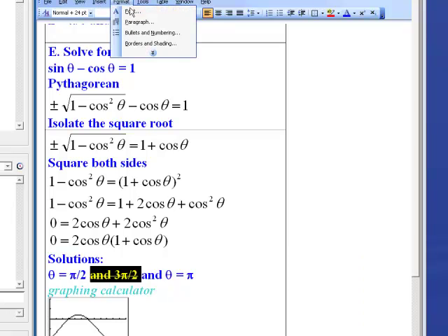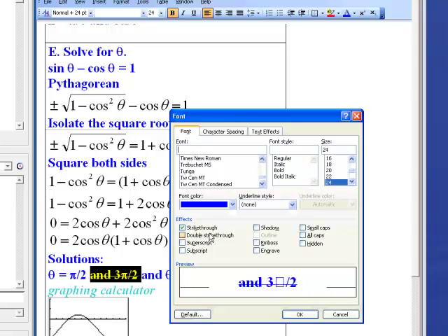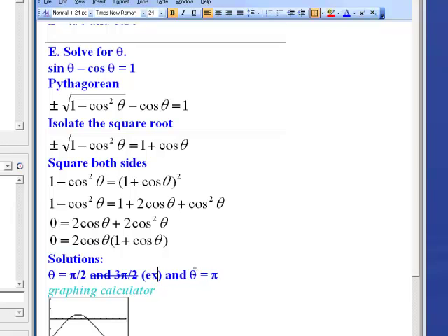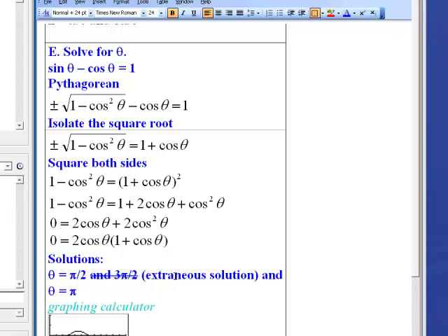Actually, I don't know how well that showed in Word. This one here is an extraneous solution. And with that one, I'm finishing up this lecture on more trigonometric equations.